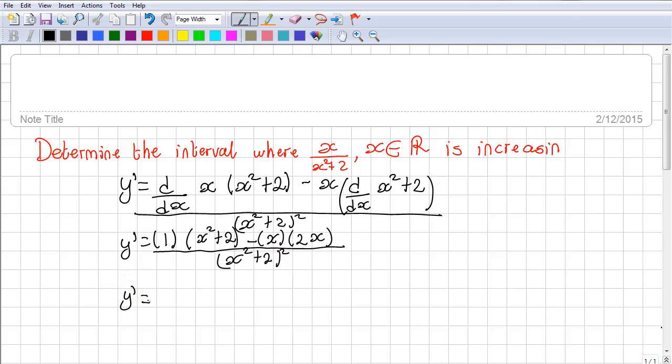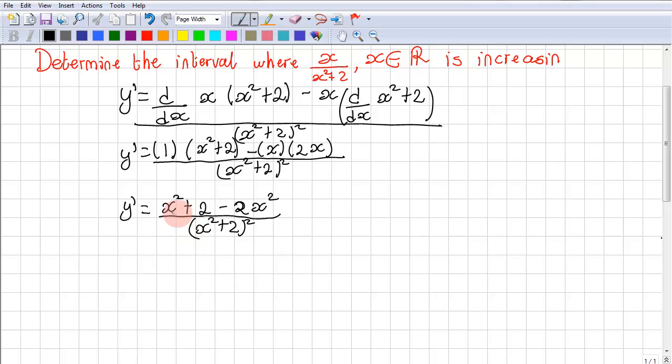Now we distribute out the brackets. So we have x squared plus 2 minus 2x squared, all over x squared plus 2 squared. Then we cancel out the x squares. So the x squared and the negative 2x squared cancel out to be negative x squared. So we're left with 2 minus x squared over x squared plus 2 squared. And this is our derivative.